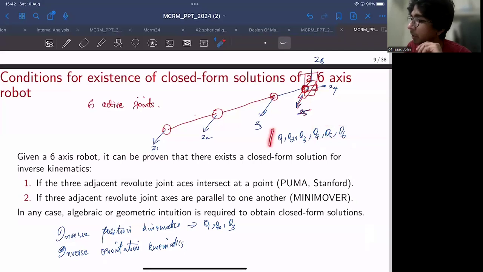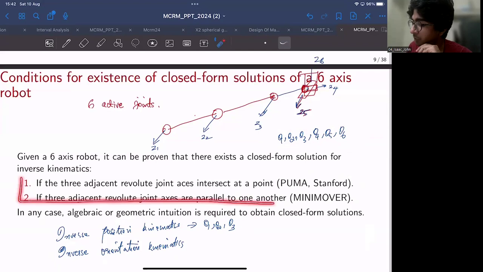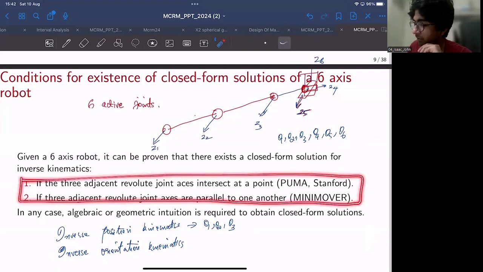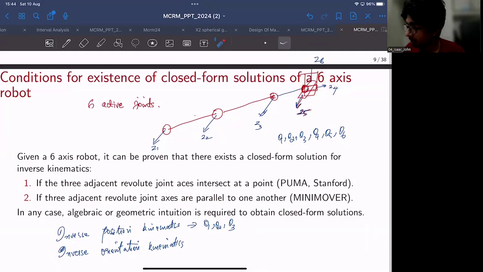This decomposition into inverse position and inverse orientation is only possible when you have either of these two conditions: when three adjacent revolute axes intersect at a point, like in this example, right? Because the final three axes intersect at a point.